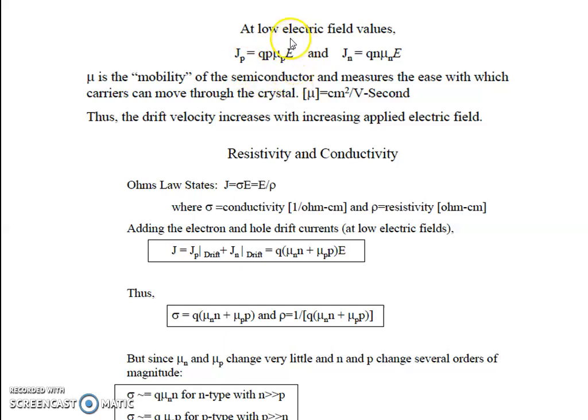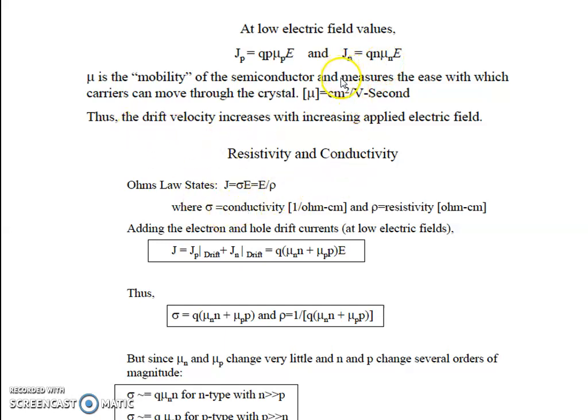So if you replace that here, what you'll get is your current density is equal to charge times concentration of the charge particle times the drift mobility of that particular particle times the applied field. For holes it will be p, and for electrons it will be n, and electron mobility and hole mobility will be different because they will be moving in different bands.